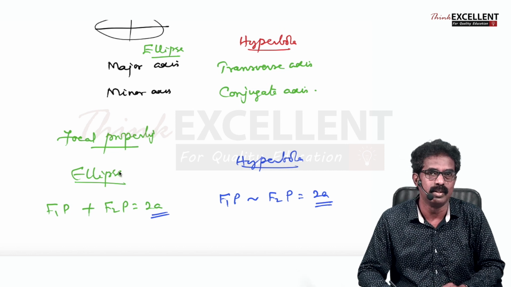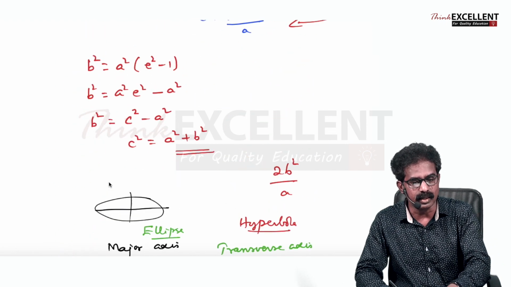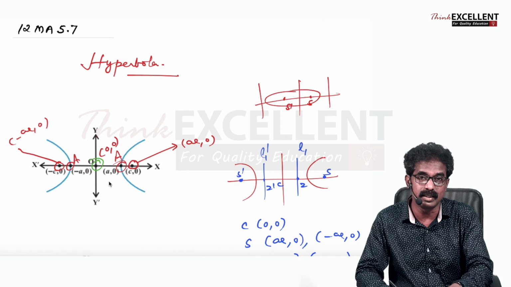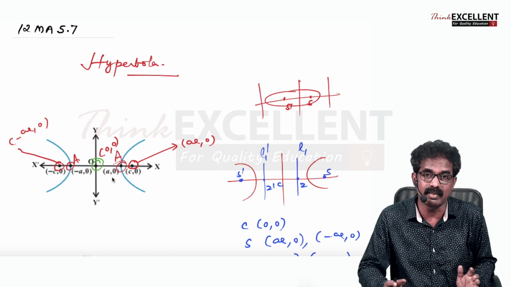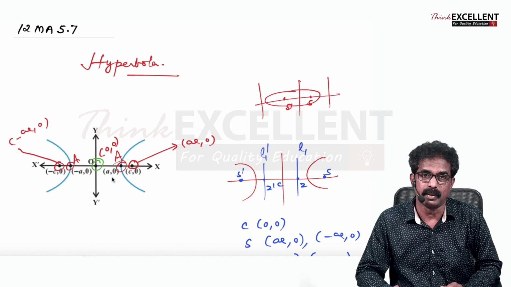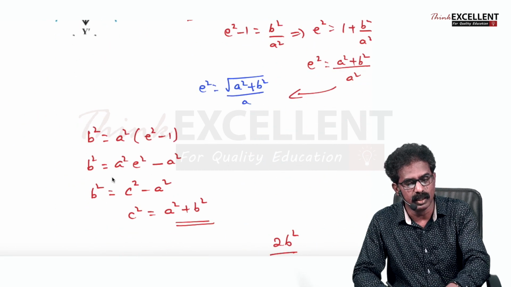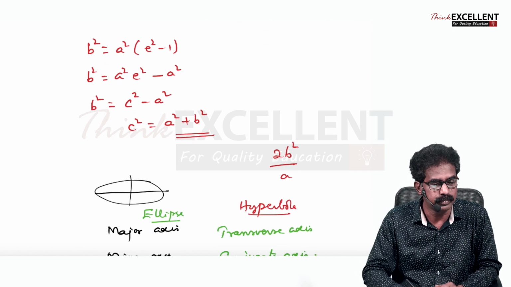Are you able to understand? Okay, these are the changes. I think with this idea, in this video, I'm not going to teach any sums. So we are going to see the derivation of hyperbola, then how to find the length of the latus rectum 2b square by a, then the focal property. Okay, so these are things I'm going to teach. And in the next video, I'll be teaching sums using this.